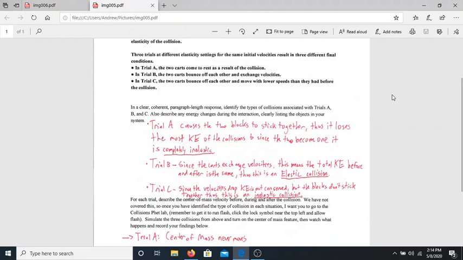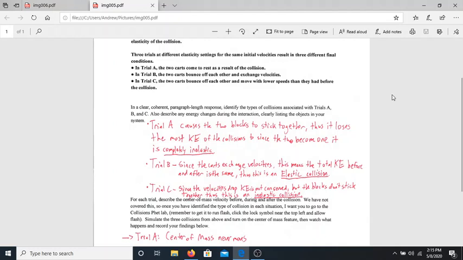All right. Now for trial B, it says the 2 carts bounce off each other and exchange velocities. Now the carts are exactly the same. They're the same mass and they have the same launch velocity. They're just going towards each other. So this means that basically they bounce off and they start going the other way at the exact same velocity, just with opposite signs. Now whenever you read something like this, if I hear something along the lines of that exchange velocities, they're trying to tell you something.